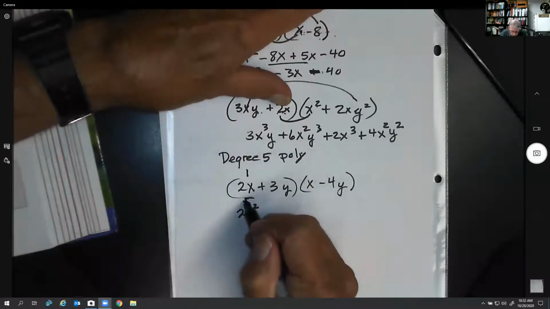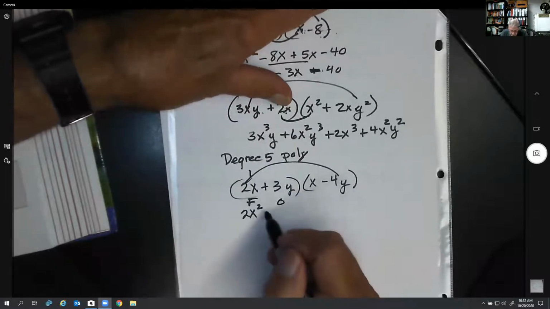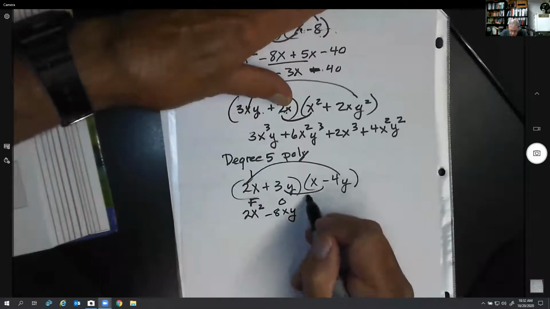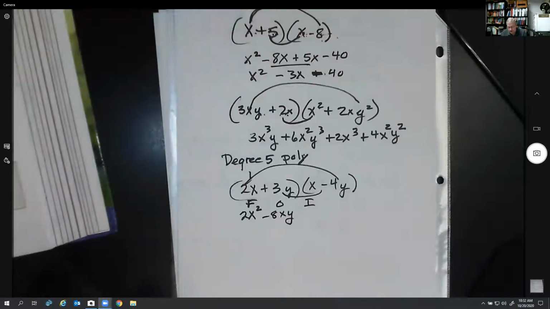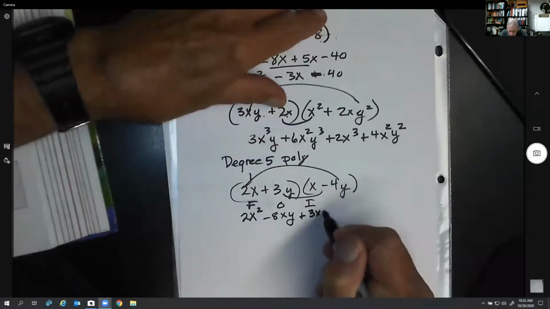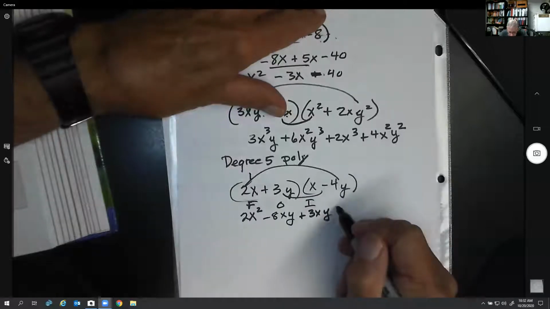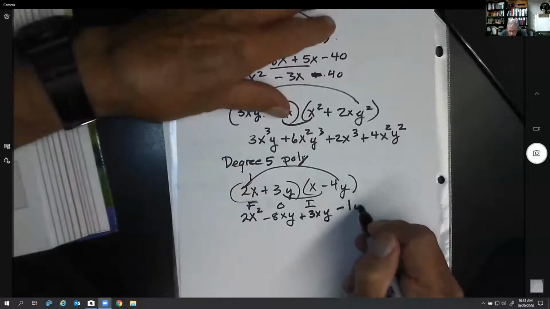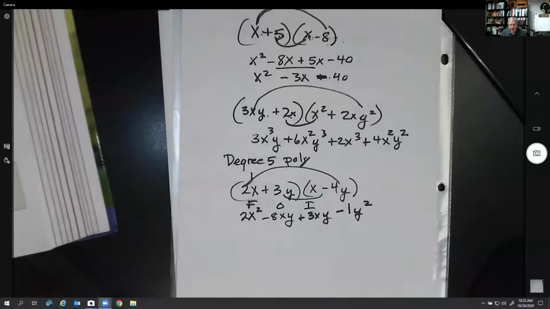Let's put it above it. The outside, this will be a negative 8xy. The inside, okay, when we have two terms, I could write this as 3yx, but by convention, we always write it in alphabetical order, xy. And then the last term times the last term, minus 1y squared, or we'll write it as minus 1y squared. Then we can combine the middle terms.